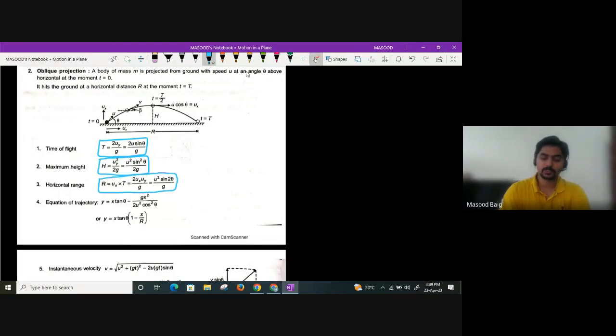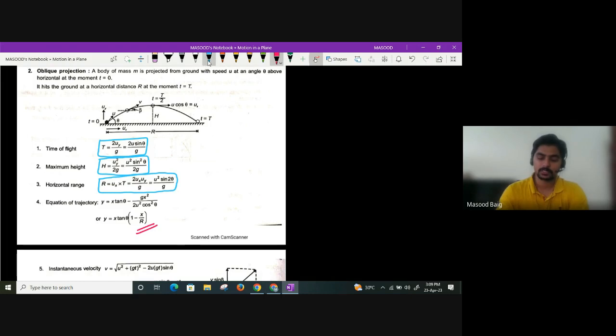Right? We also have something called the equation of trajectory. It is an equation which relates the horizontal displacement at any instant and the vertical displacement at any instant. That relation is called the equation of trajectory, and basically it can be given as y equals x tan theta into 1 minus x by R.